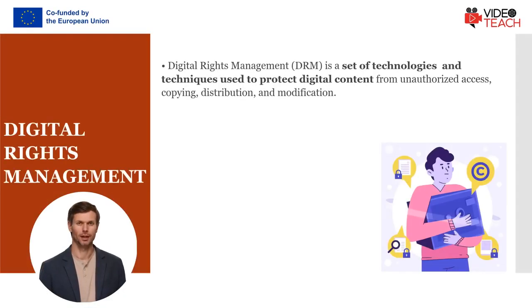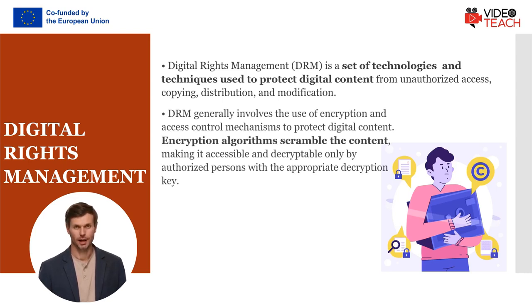Digital rights management is a set of technologies used to protect digital content from unauthorized access, copying, distribution, or modification. DRM systems are designed to enforce copyright protection and provide control over how your digital content is used. DRM generally involves the use of encryption and access control mechanisms to protect digital content. Encryption algorithms scramble the content, making it accessible and decryptable only by authorized persons with the appropriate decryption key. Access control mechanisms, such as digital licenses or rights management systems, apply to control who can access and use the content. DRM can be applied to various types of digital content.